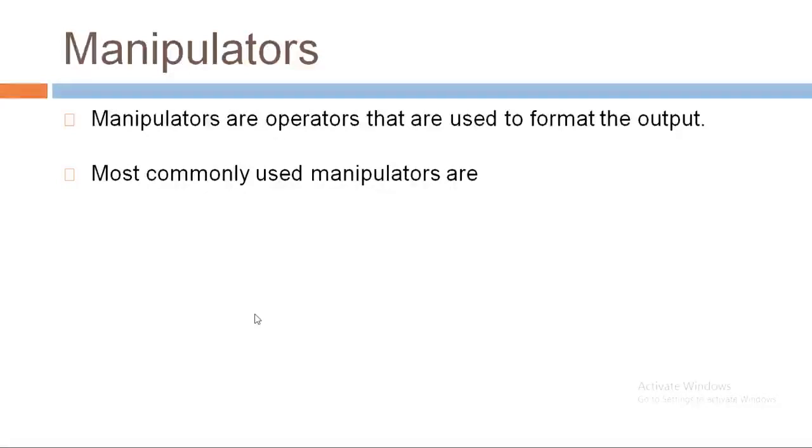Okay friends, now let's see the next topic, that is manipulators. So what are manipulators? Manipulators are special operators that are used for formatting the output of our program. There are two mostly used manipulators. The first one is endl and the second one is setw. endl is a manipulator which works similarly to the \n line feed character in C programs, and setw is used for formatting the outputs. setw stands for set width.